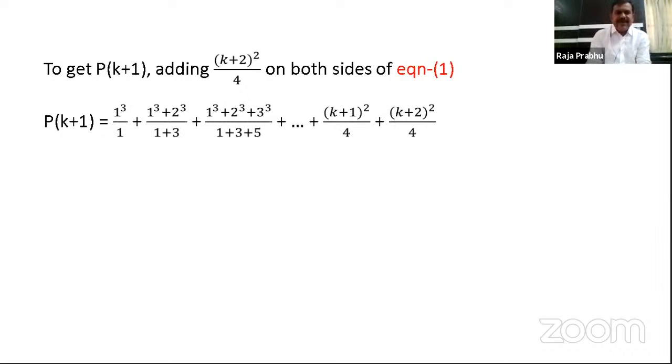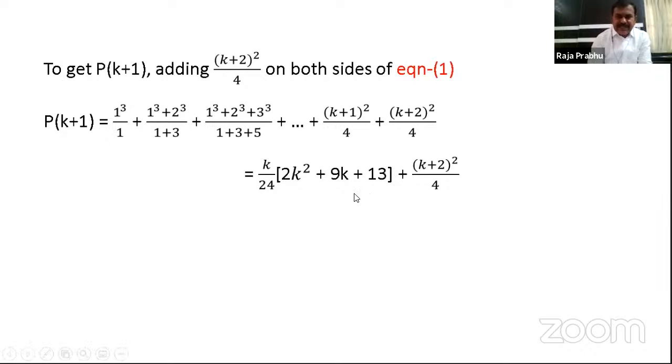That is 1 cube by 1, plus 1 cube plus 2 cube by 1 plus 3, plus 1 cube plus 2 cube plus 3 cube by 1 plus 3 plus 5, and so on, up to the k plus 1th term, k plus 2 whole square by 4, which is equal to, up to the kth term, k by 24 into 2k square plus 9k plus 13, and up to the k plus 1th term means also plus k plus 2 whole square by 4. Now we have to prove that this right hand side part is true for n is equal to k plus 1.